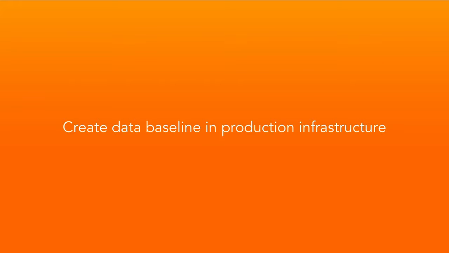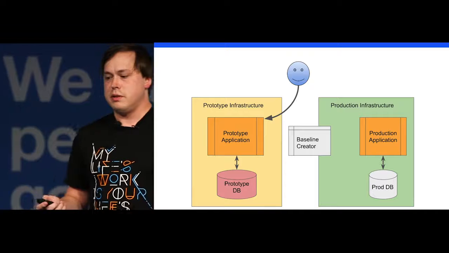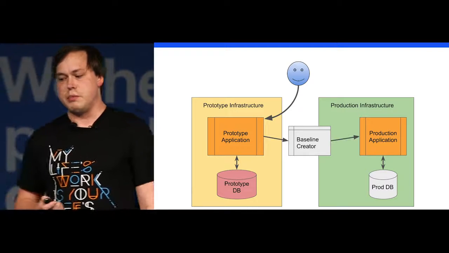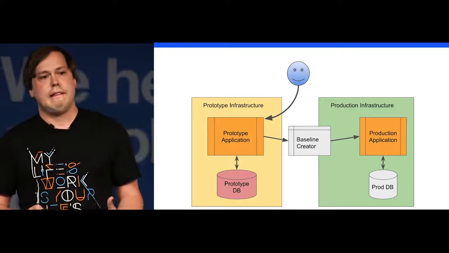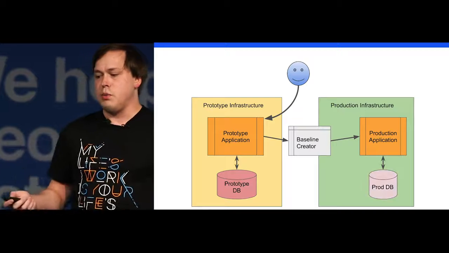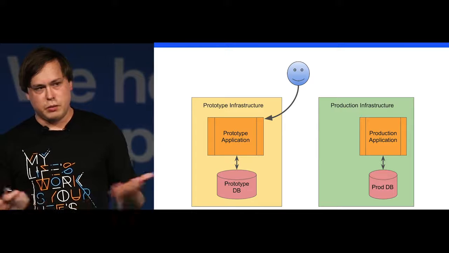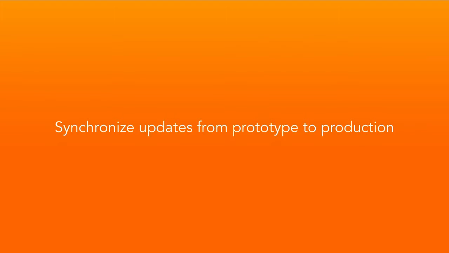A box appears between the two infrastructure boxes, labeled Baseline Creator. So to do this, we created a new application that would talk just directly to our APIs from the prototype to the production application. Again, not actually writing to the database directly. So we did this, and we were able to get to where we were in our prototype. The baseline box disappears. And from here, we got rid of our baseline creator.